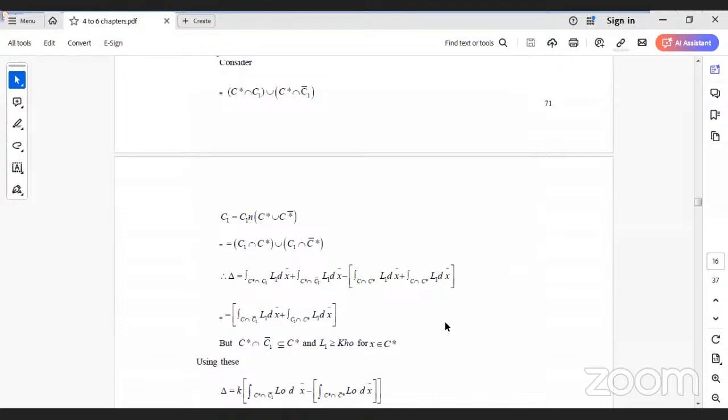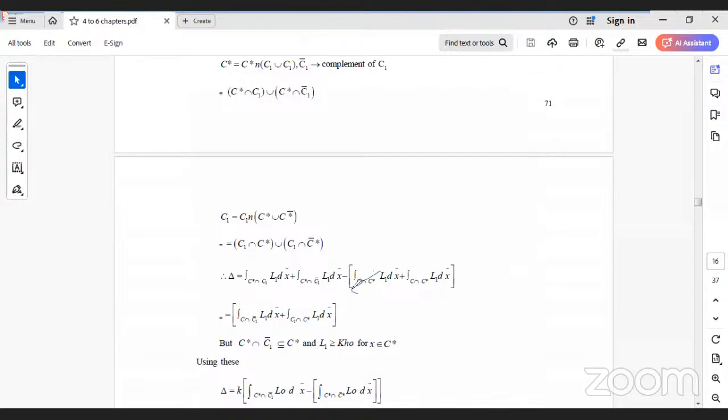So delta is equal to the integration over C star of L1 dx minus the integration over C1 of L1 dx. That is the integration over C star intersection C1 bar of L1 dx, plus the integration over C star intersection C1, and so on. See here, Komal and another one was Bhargavi.